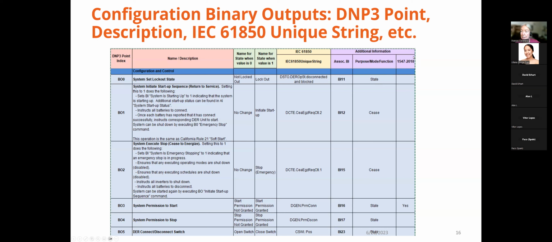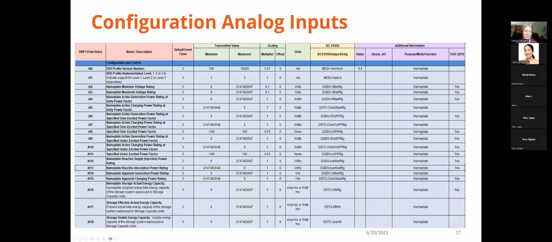And then we also had, is it included in 1547? And as you can see down here, BO3 is included in 1547. These others are not. And, you know, this is one of the reasons we felt that it was so important to have this kind of document that includes more than what's in 1547.